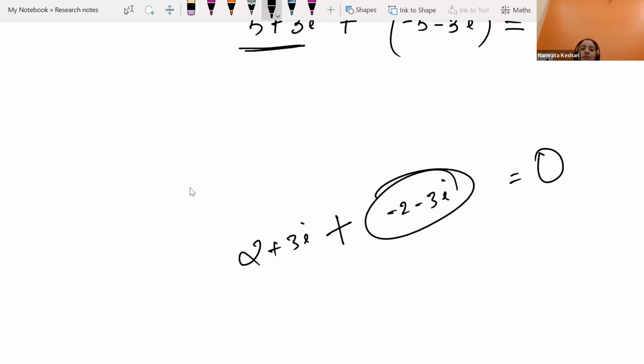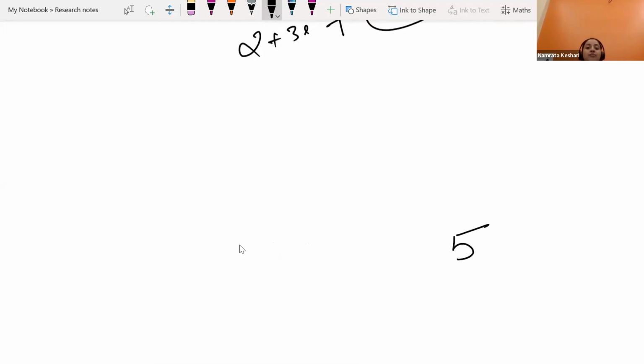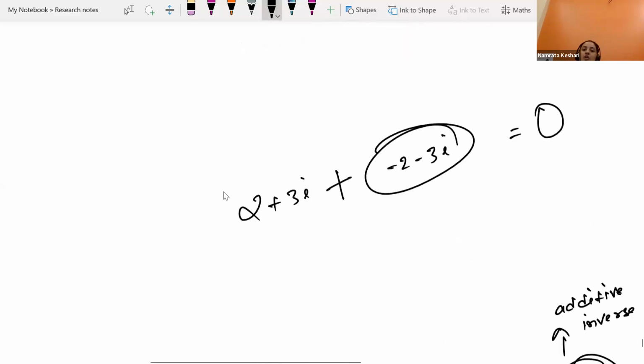Are you getting it? What is the meaning of additive inverse? In whole numbers also this concept was there, additive inverse. What is the additive inverse of 5? -5. Why -5? Because -5 is the only number which, when added to 5, gives result 0. Hence this is called additive inverse. And the same concept is there in complex numbers: such a complex number which, added to the given complex number, gives result 0.